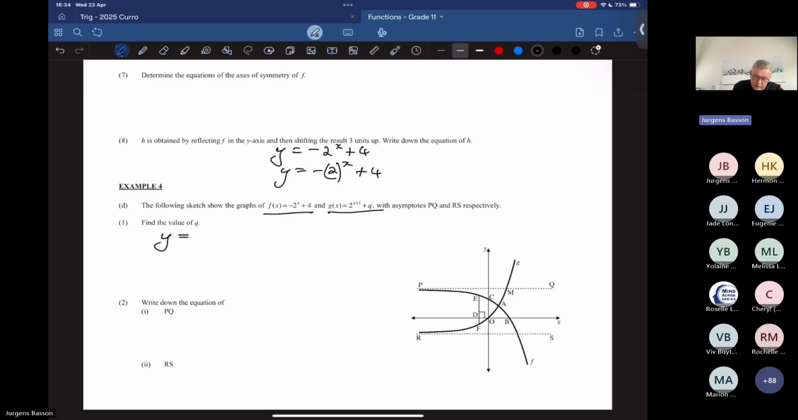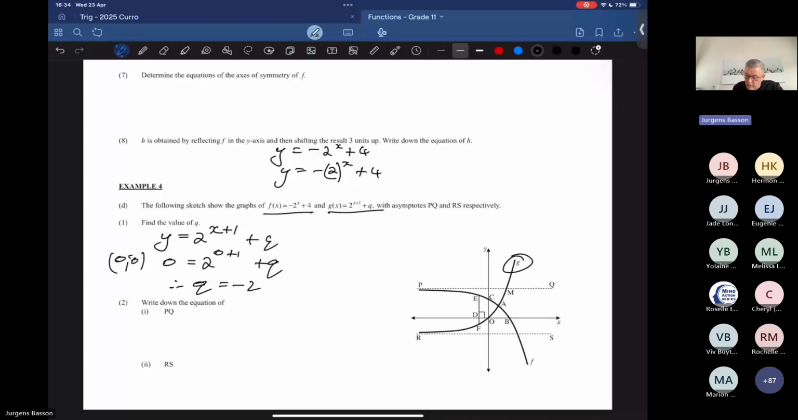So we say y equals 2 to the x plus 1 plus the q. And to find it, the best thing is, because that is the g graph, this is g, (0, 0) is on that graph. So we just substitute (0, 0) in. So we get 0 equals 2 to the 0 plus 1 plus the q. So that means q is equal to 2 to the 1, take it across, negative 2. So that's what they ask us for, the value of q.